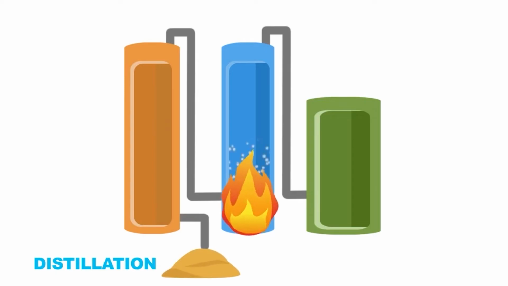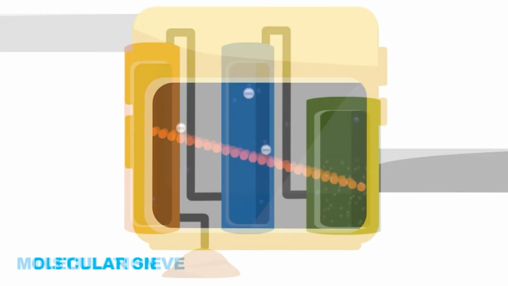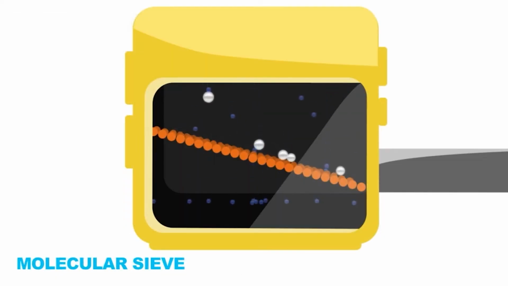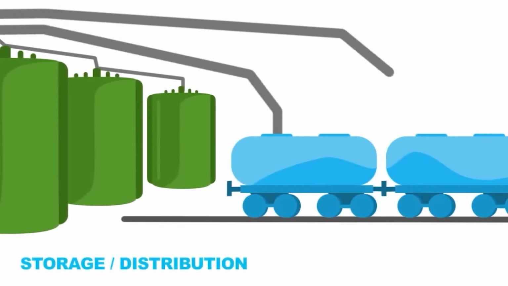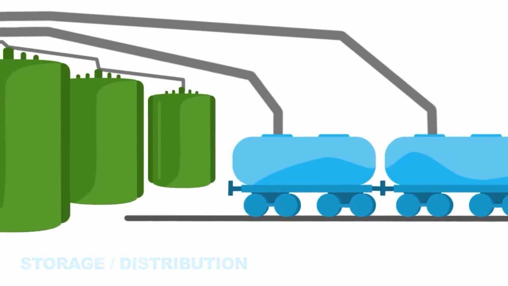More heat is applied in the second column, and the ethanol again rises to the top and is now further concentrated to 95% ethanol. These ethanol vapors then exit the column and pass through a condenser where it is then re-vaporized. The ethanol passes through a molecular sieve process. This results in the final ethanol product, which is about 99% ethanol. It's transferred to storage tanks and then loaded onto rail tank cars, cargo tank trucks, or barges for shipment.